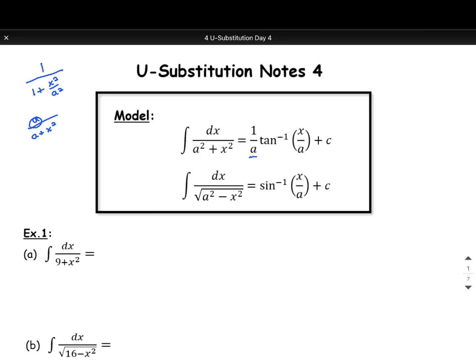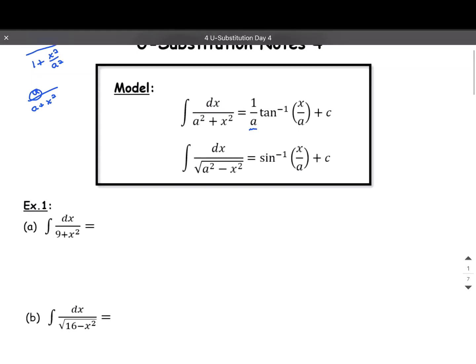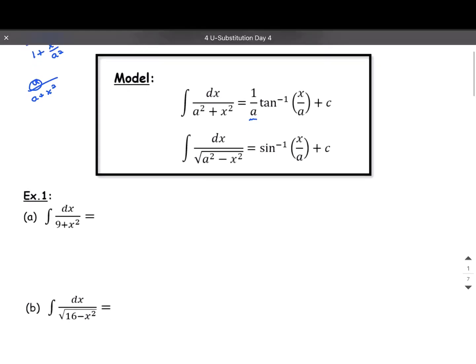Similarly, we can do something with arcsine. So the integral of 1 over the square root of a squared minus x squared dx is sine inverse of x over a. All right, so here's how this works. Let's say we have an example here.